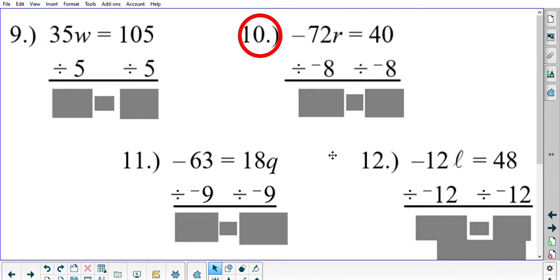Now, does number 10 have subtraction? No, it does not. How do I know it does not? Because there is nothing to the left of this dash to be subtracting the 72r from anything. That's how I know that that dash is a negative. And what does it mean when there is a number right next to a variable with nothing in between? That means the negative 72 is multiplied to the r.